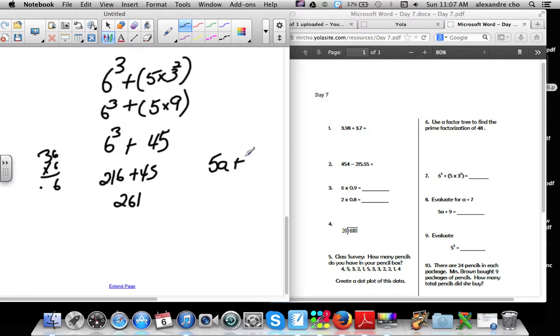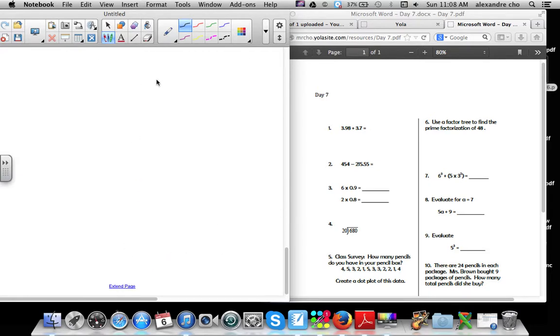5a plus 9. What is the value of this expression when a equals 7? Substitute. It becomes 5 times 7 plus 9. Then you get 35 plus 9, and you get 44. 5 to the 3rd power is the same thing as 5 times 5 times 5, or 125. It says evaluate. Okay, so you actually write 125.